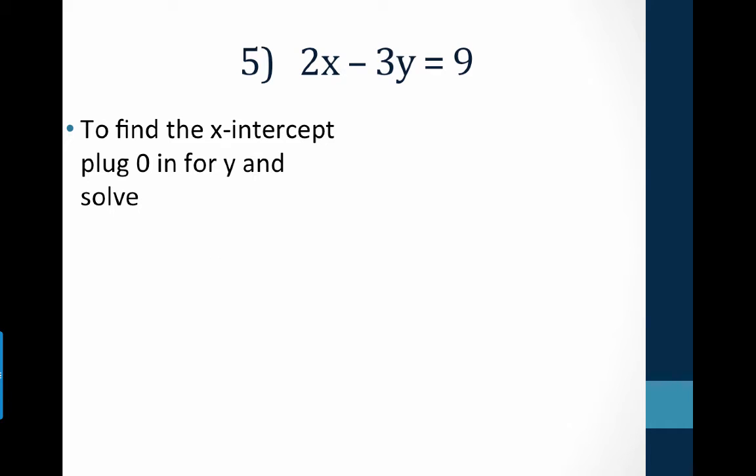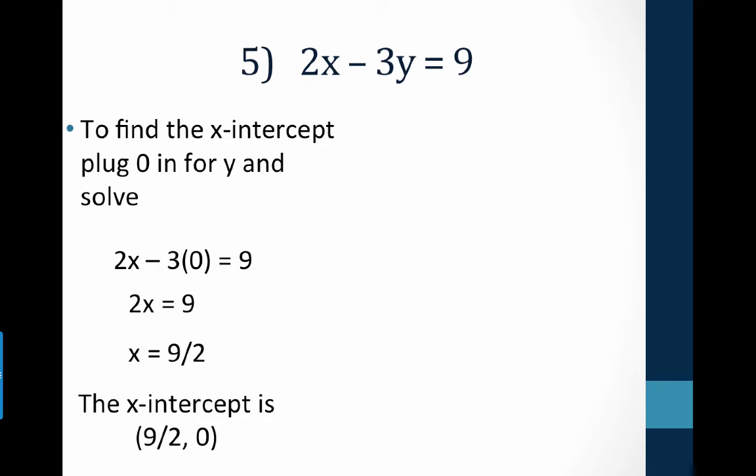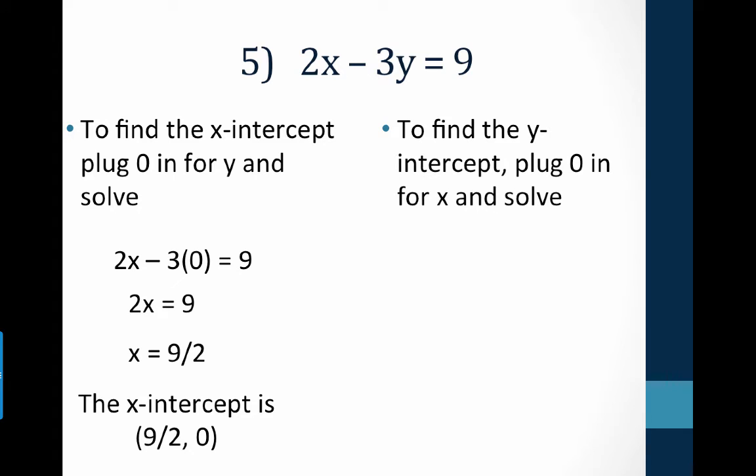If we do that, we plug 0 in for y, so then we have 2x equals 9, so x is equal to 9/2. That means the x value is 9/2 and the y value is 0. So my x-intercept is 9/2, 0. To find the y-intercept, we plug 0 in for x and solve.